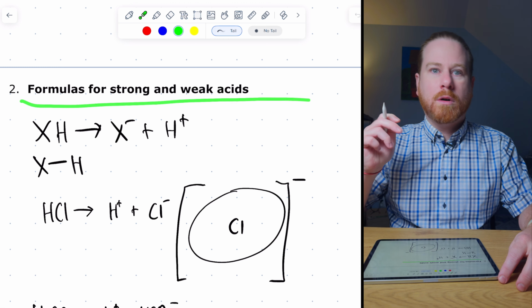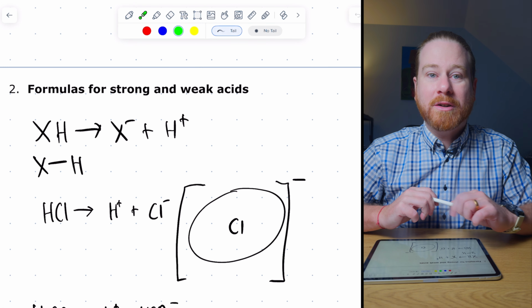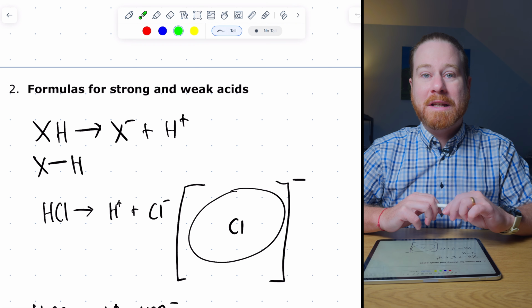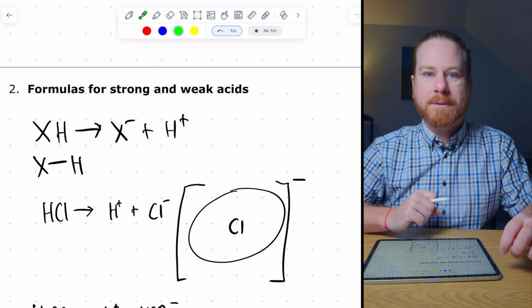Okay, so now on to how to know what something is. Is it strong or is it weak? We can do this just by looking at the formula. Well, we can have a good guess by looking at the formula, and we're also going to be explaining the reasons why. So we're going to start off with acid. Here's a generic formula for an acid.